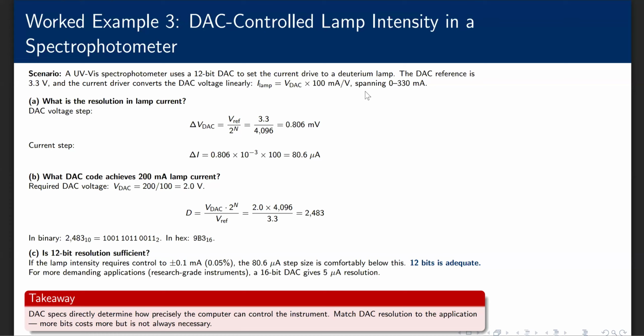Key takeaway here is that the DAC specs directly determine how precisely the computer can control the instrument. We want to match the DAC resolution to the application. More bits cost more, but this isn't always necessary.